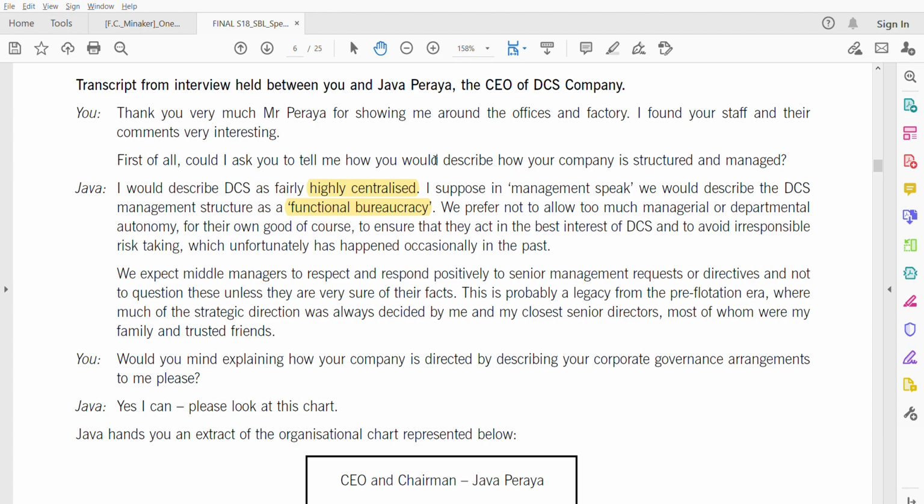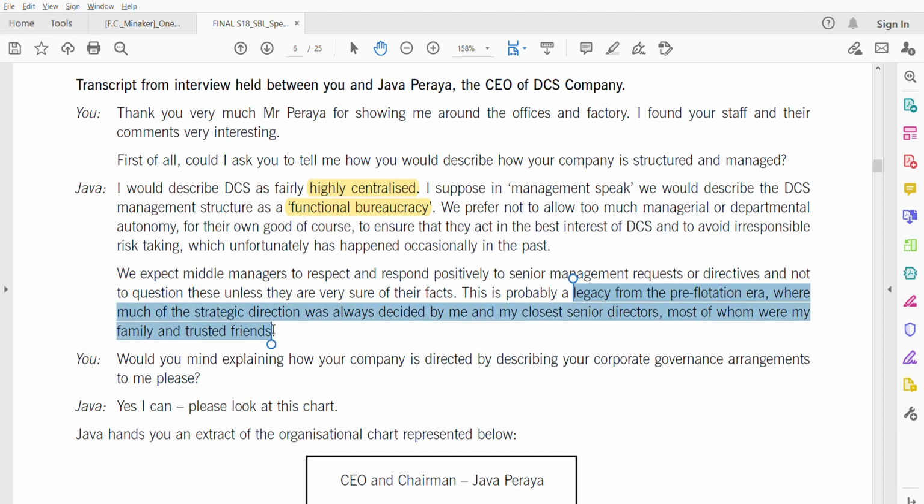We prefer not to allow too much managerial or departmental autonomy for their own good, of course. Because it is highly centralized, to ensure that they are in the best interest of DCS and to avoid irresponsible risk taking, which unfortunately has happened occasionally in the past. So we expect the middle managers to respect and respond positively to senior management requests or directives, and not to question them unless they are sure of their facts. This is probably a legacy from a pre-flotation era.